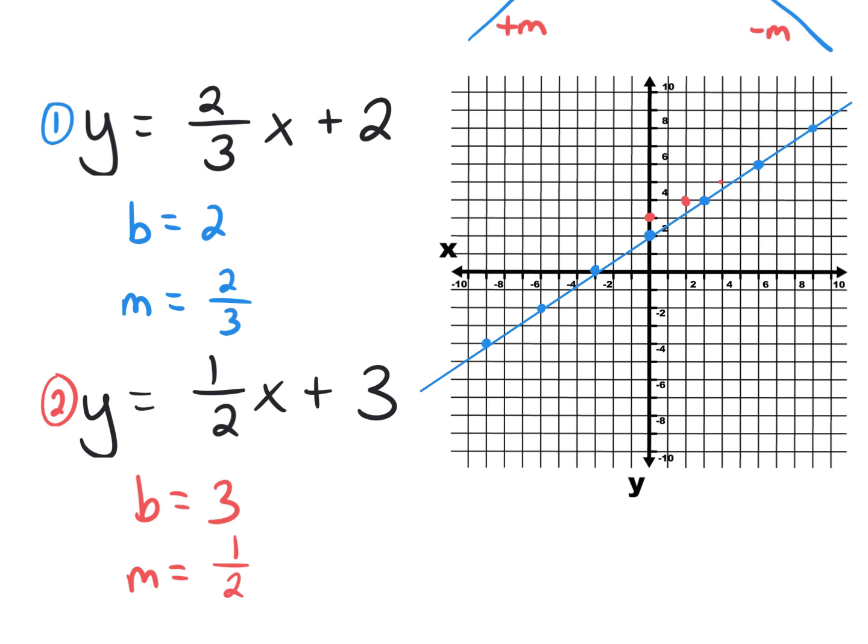Up 1 over 2. And you want to go as far as you can until you can't go any farther. And then once you have all of your dots, go ahead and connect the graph.